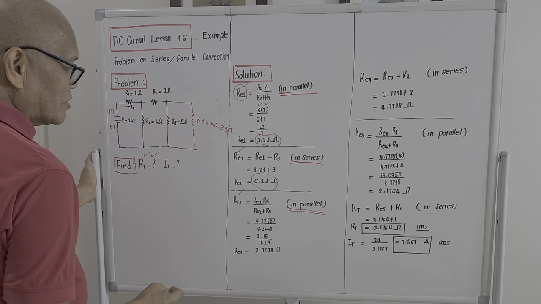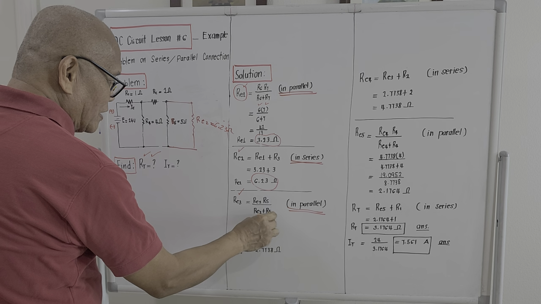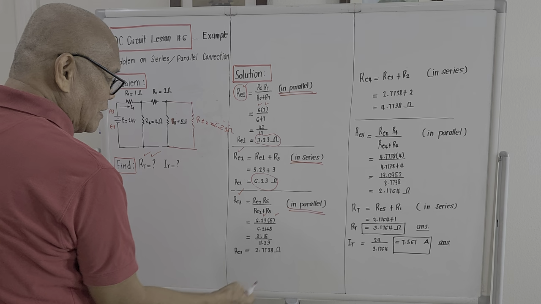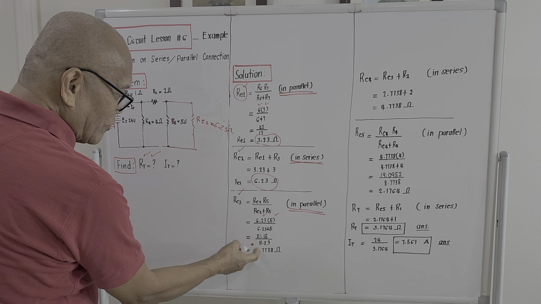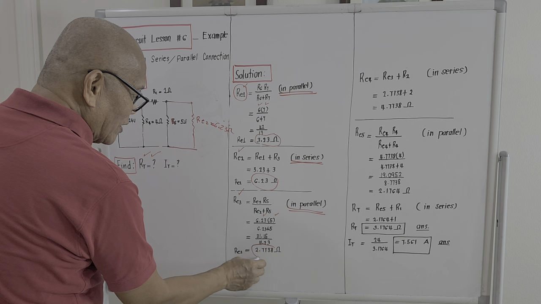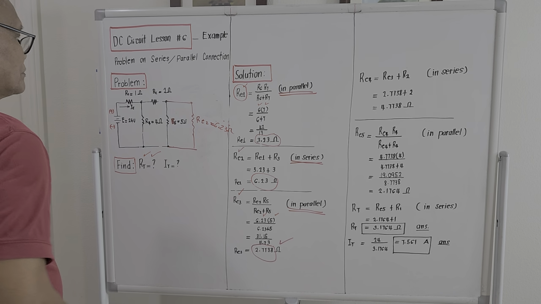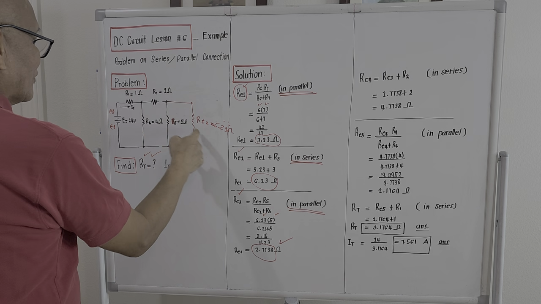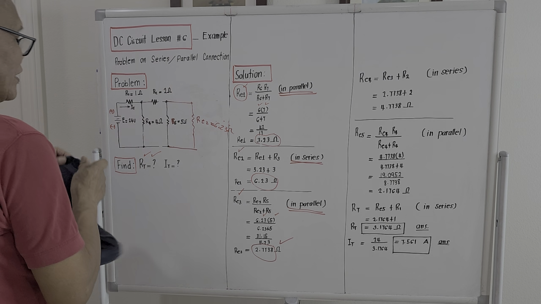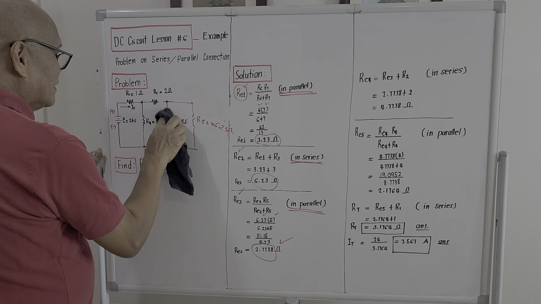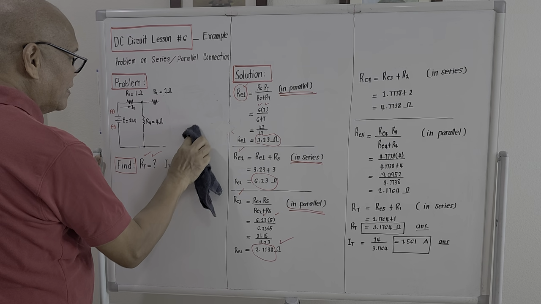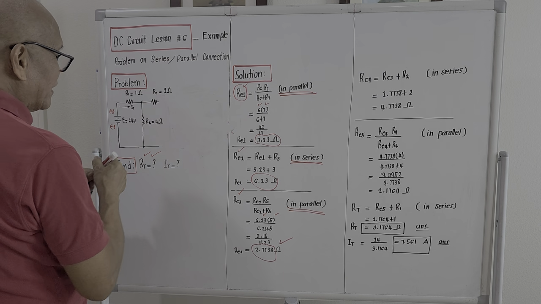So substituting values, this should be 6.23 times 5. This is 5 ohms. All over 6.23 plus 5. This is 31.15 all over 11.23. What comes out for RE3 will be 2.7738 ohms. Meaning the single equivalent of this one will be 2.778 ohms. So actually we can now erase this one. So the circuit is becoming simpler, right? And we put RE3 here.